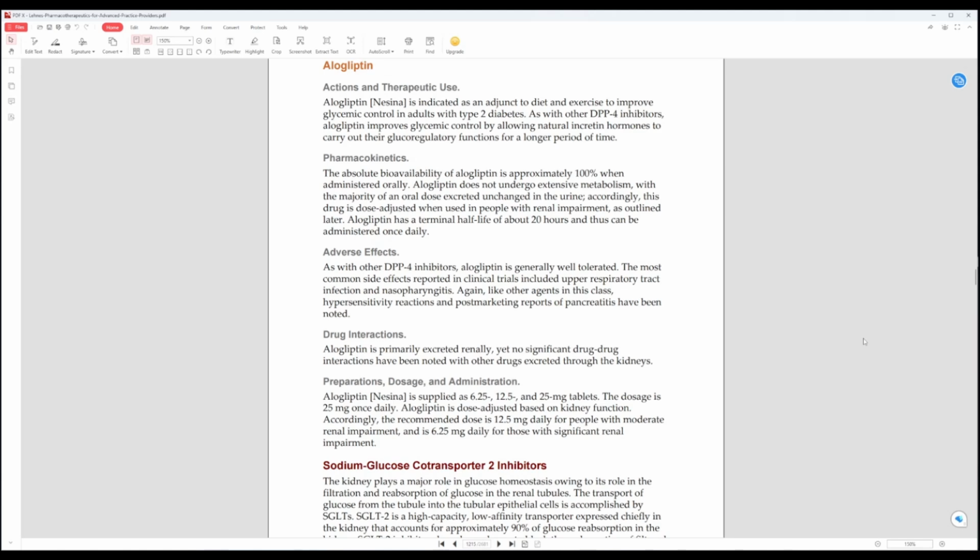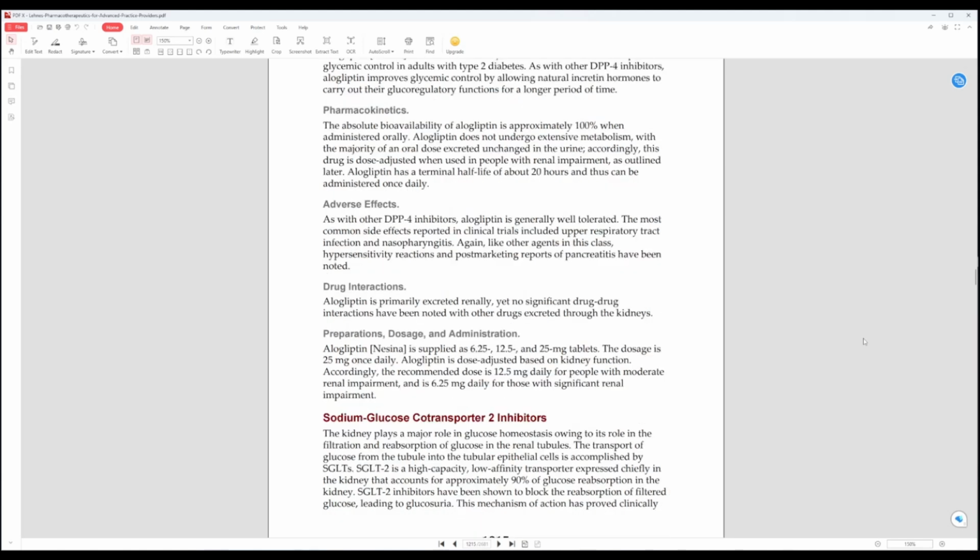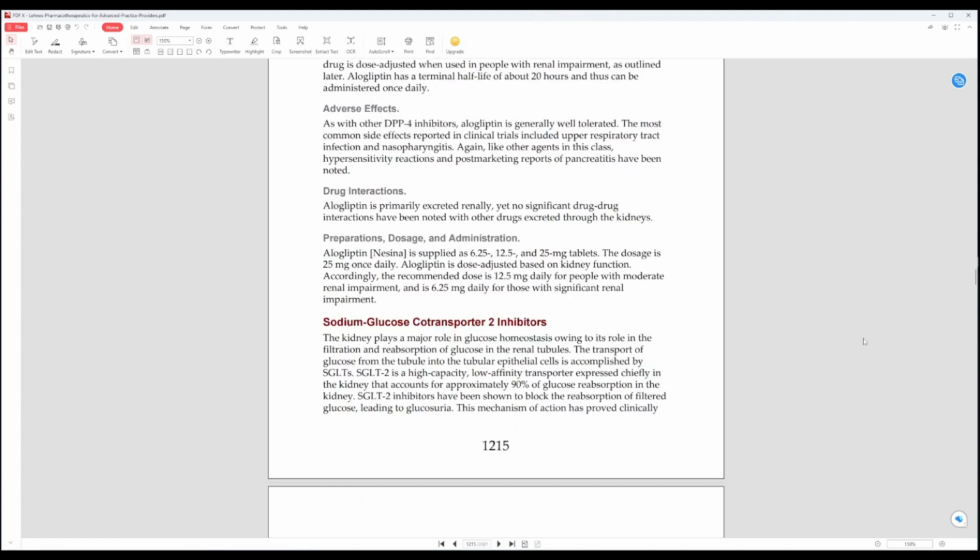Its pharmacokinetics. The absolute bioavailability of alogliptin is approximately 100% when administered orally. Alogliptin does not undergo extensive metabolism, with the majority of an oral dose excreted unchanged in the urine. Accordingly, this drug is dose adjusted when used in people with renal impairment, as outlined later. Alogliptin has a terminal half-life of about 20 hours and thus can be administered once daily.